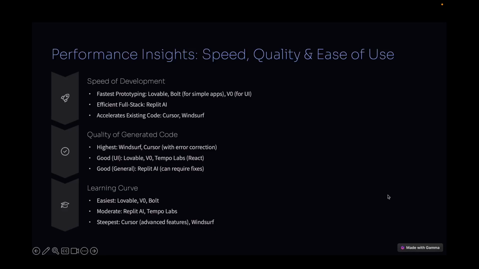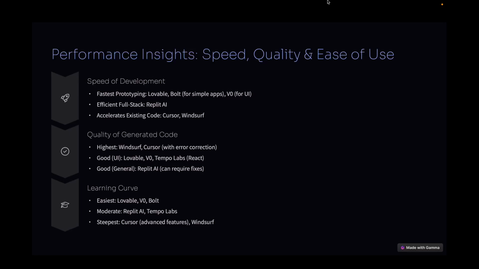Finally, how do these strengths and weaknesses translate into performance and ease of use? In terms of speed, if you need rapid prototypes, especially UI-focused ones, Lovable, Bolt, and Vercel are often the fastest. For efficient full stack development integrated with deployment, Replit AI is strong. If you are looking to accelerate work on existing code, Cursor and Windsurf shine.